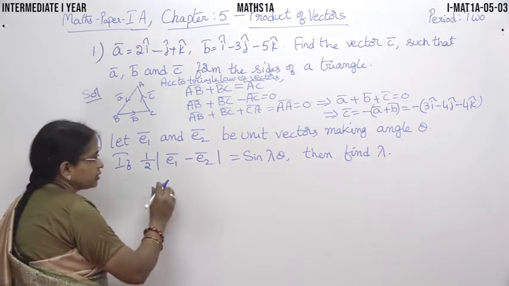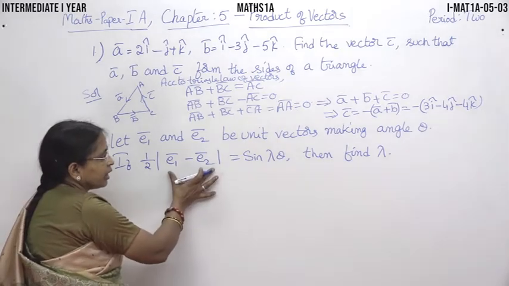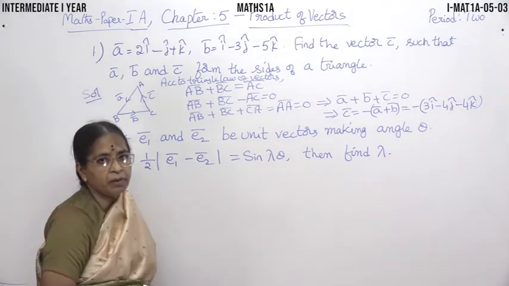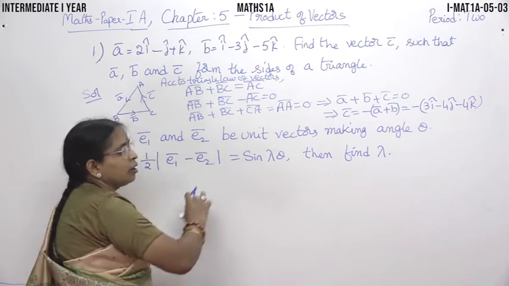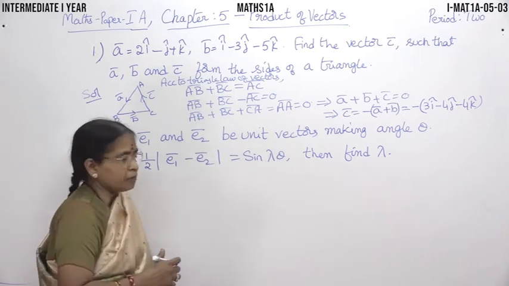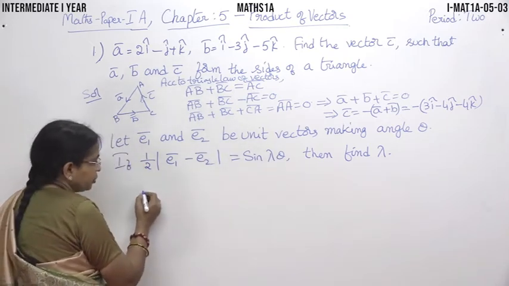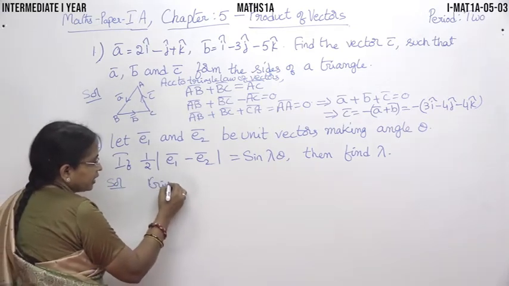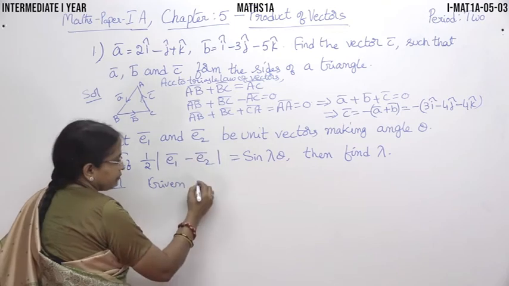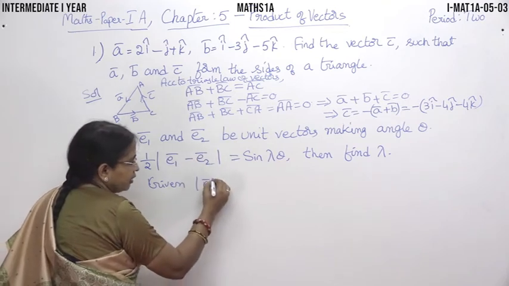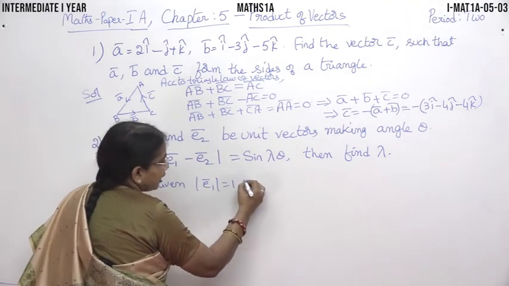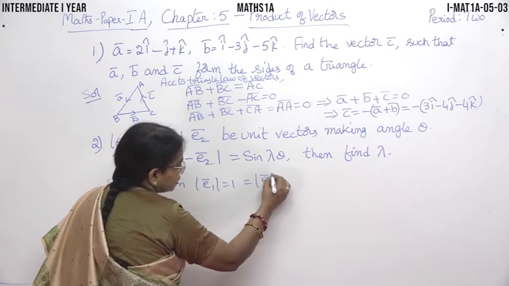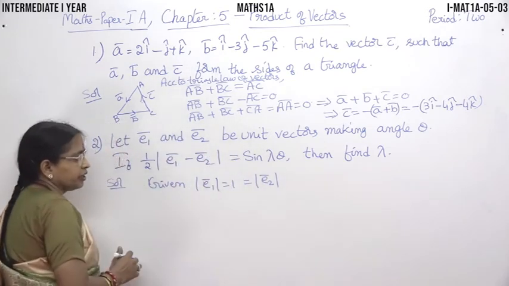So what we do is, one more thing. Whenever you have modulus in a problem, you should square on both sides and apply the dot product. So here what you should do is, you are given that E1 and E2 are unit vectors. So mod E1 is equal to 1 and mod E2 is also equal to 1 because they are unit vectors.